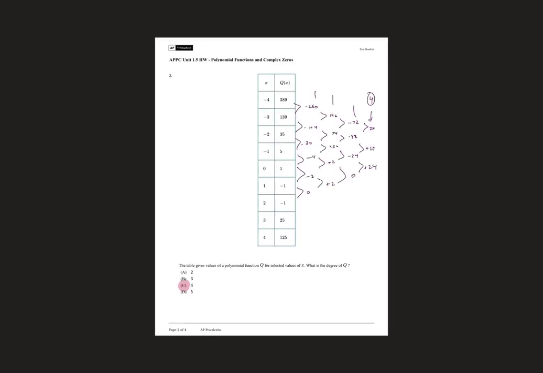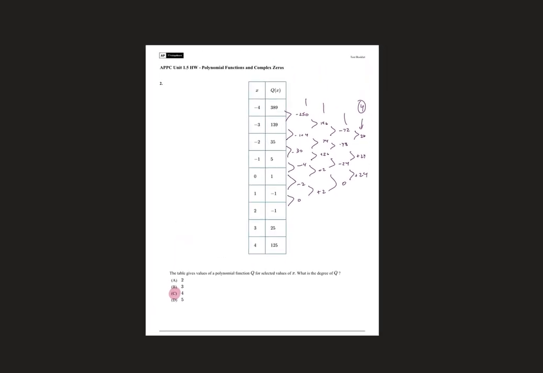All right, 2 was the differences in the table, right? It took to get to the 4th one before they were all the same, which is 4.